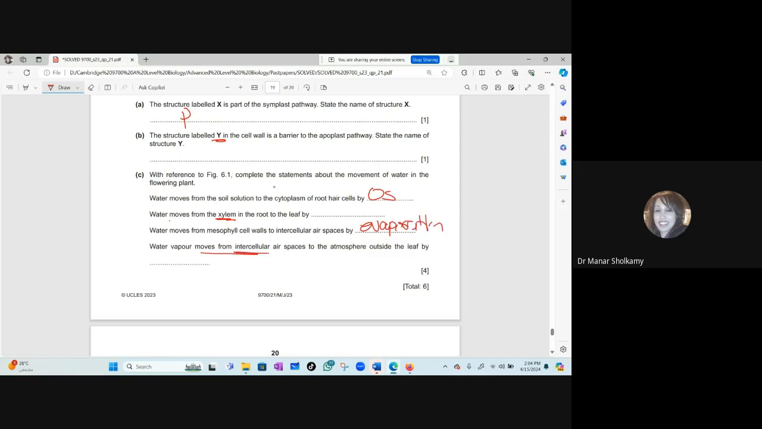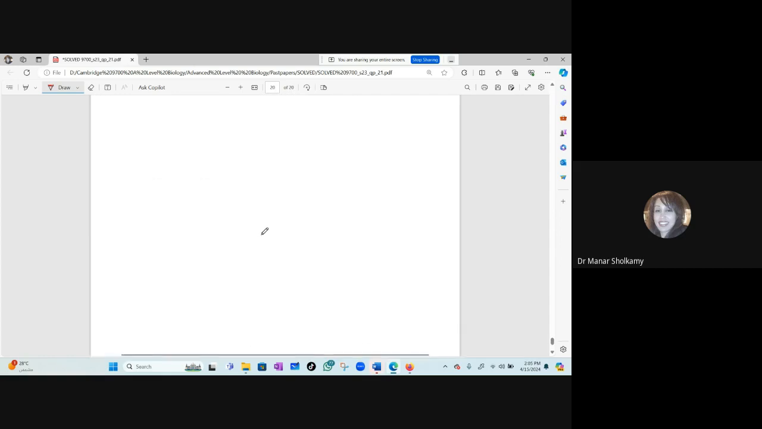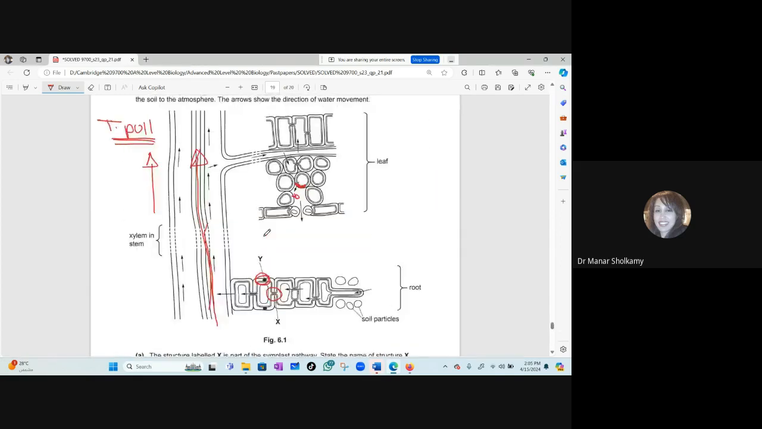Water vapor moves from the intercellular spaces to the outside by? How does the water vapor go out of the stomata? Diffusion. Okay. This, by the way, is a question that I got in O level in one of their quizzes. So this is an O level question, actually. Oh, it's finished. We finished this exam.